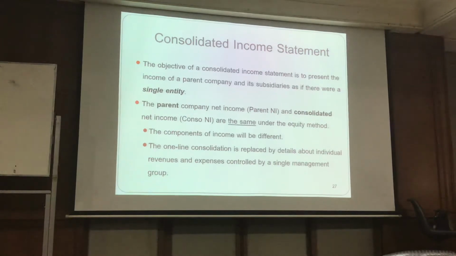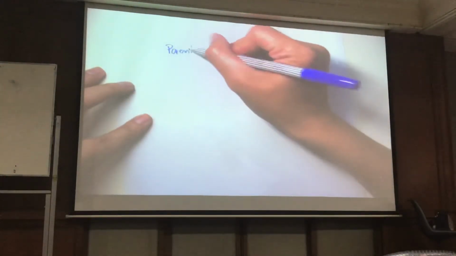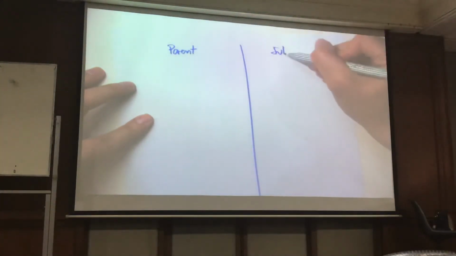For example, if I make a sale, I'm the parent. I make a sale to the subsidiary. Debit AR, credit sales. Right? Let's say for 100 baht. If I show like this, I'm the parent. I sell to the subsidiary.